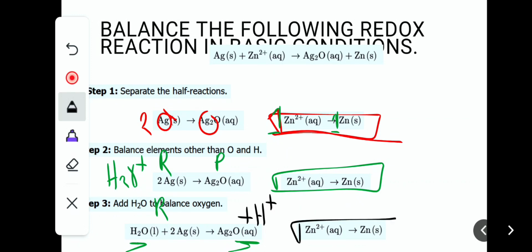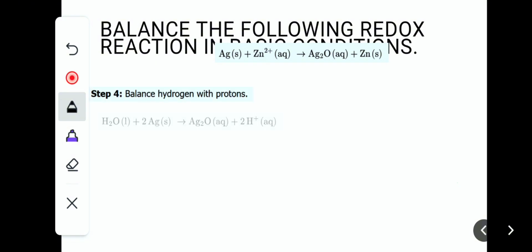But on this side, there is no hydrogen to balance. So this one is just, again, going to be written the same way. Okay, so we're going to have something like this. Yeah, this is basically what we're going to have. Okay, so we've balanced the hydrogen. After we balance the hydrogen, the next step is to balance the charge. How do we balance the charge? We balance the charge by adding electrons.